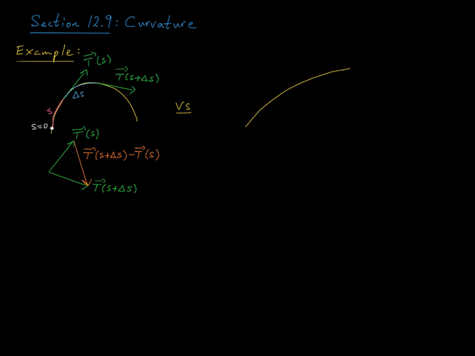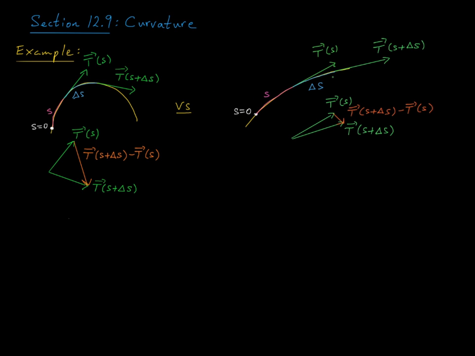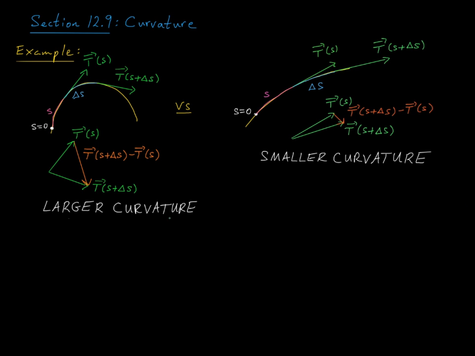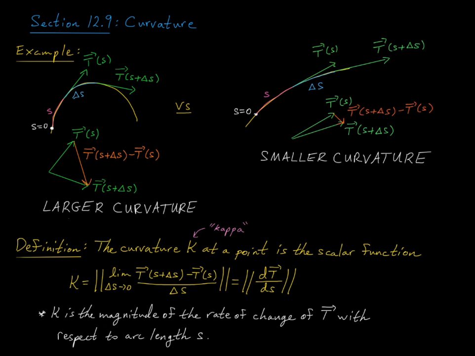All right, now notice if we do the same thing for the path on the right, the change in the unit tangent vector is considerably less than what we see on the left. And so for that reason, this will give rise to a larger curvature for the path on the left than what we see on the right. Okay, so we're going to make the following definition.